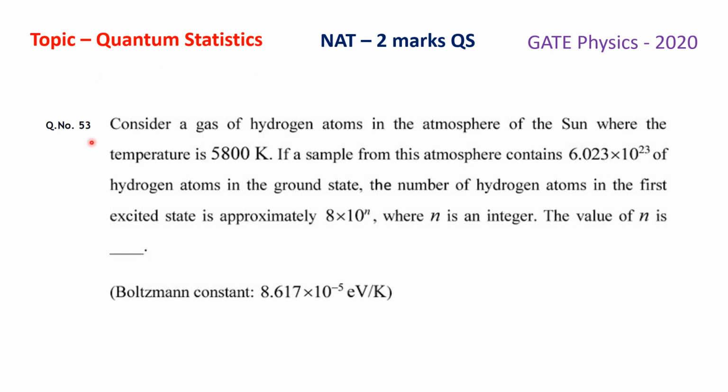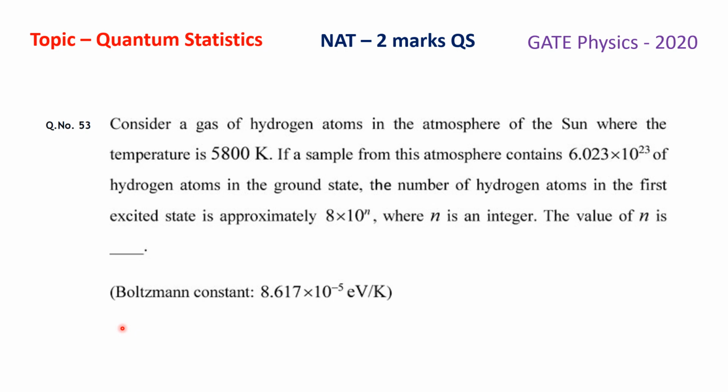The question is, consider a gas of hydrogen atoms in the atmosphere of the Sun where the temperature is 5800 Kelvin. If a sample from this atmosphere contains 6.023 times 10 to the power 23 hydrogen atoms in the ground state, the number of hydrogen atoms in the first excited state is approximately 8 times 10 to the power n, where n is an integer. The value of n is, so basically we have to find the integer value of n in this 8 into 10 to the power n.